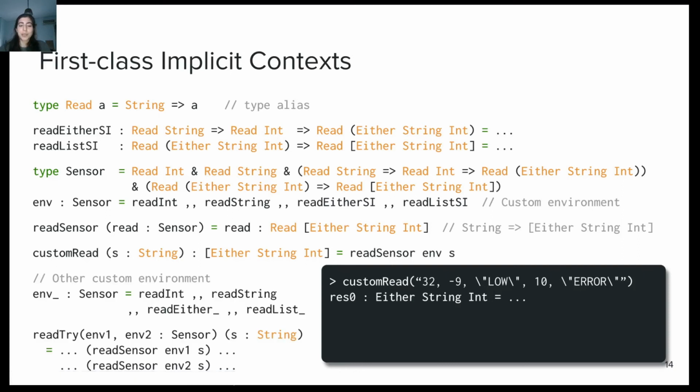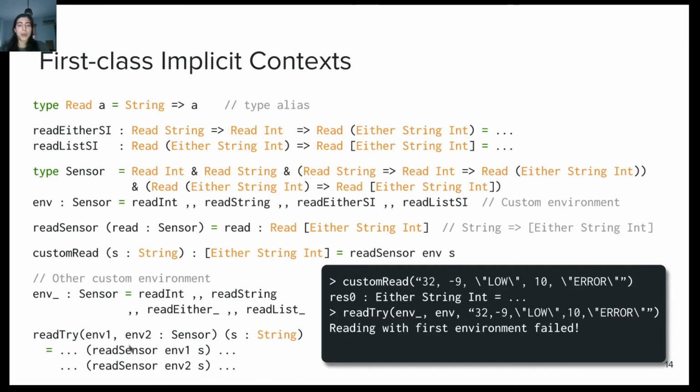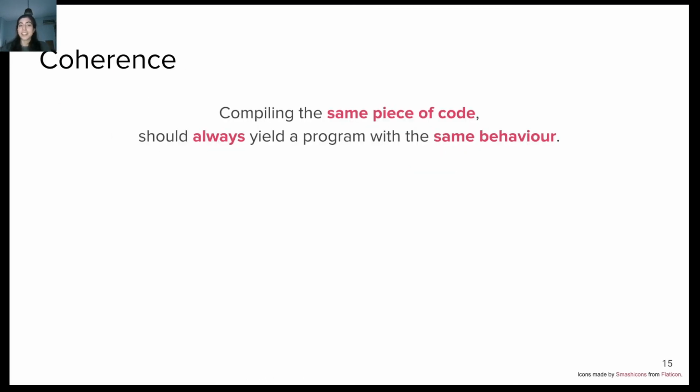In fact, we can do more. For example, we can define another function, readTry, which takes two sensor environments and a string and tries to parse the string with both environments, possibly indicating whether one of the two environments fails. This is all very nice, but there are issues at stake.